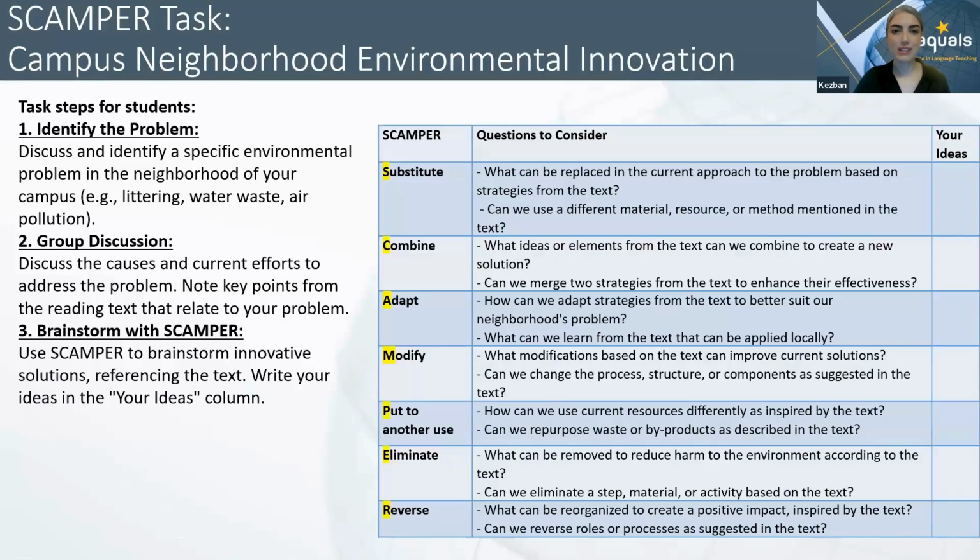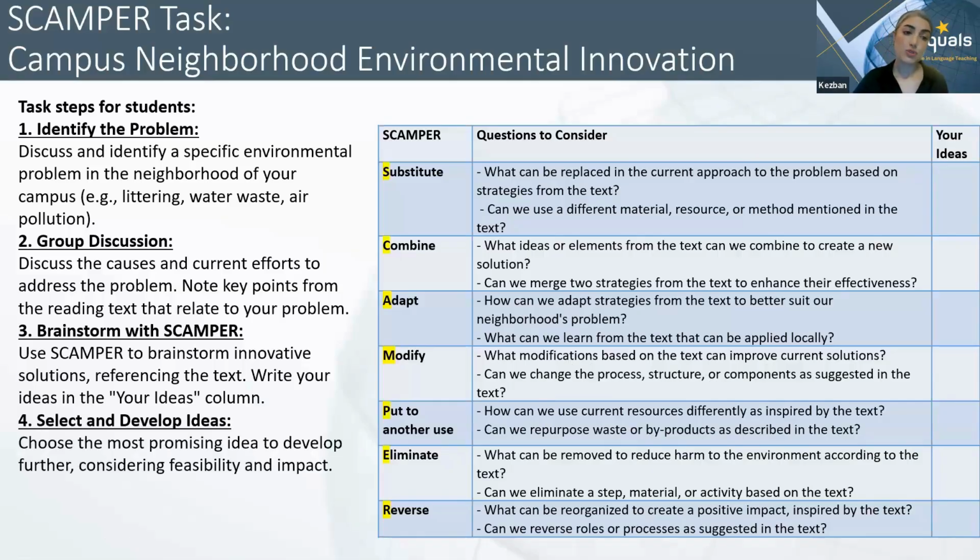And I will explain later why they had questions to consider in this matrix. For example, I asked them to think about what modifications based on the reading text could be used to improve a current environmental solution, or how current resources in the campus could be used differently to tackle that environmental issue. Later, I asked them to choose the most promising idea to develop further into a specific action.